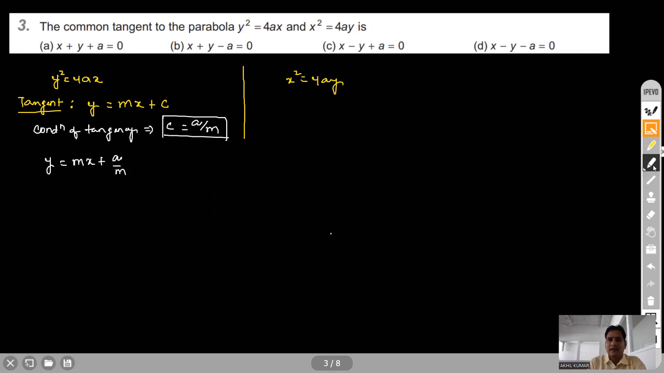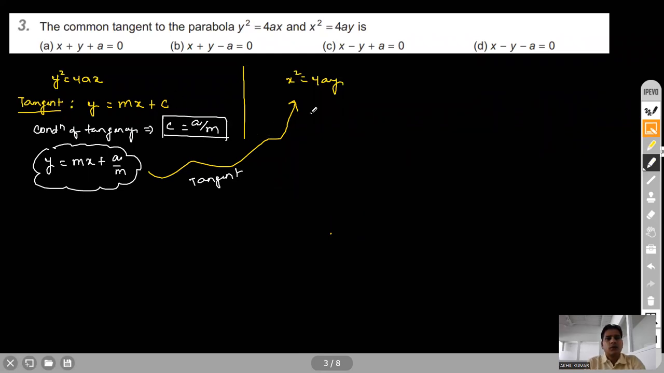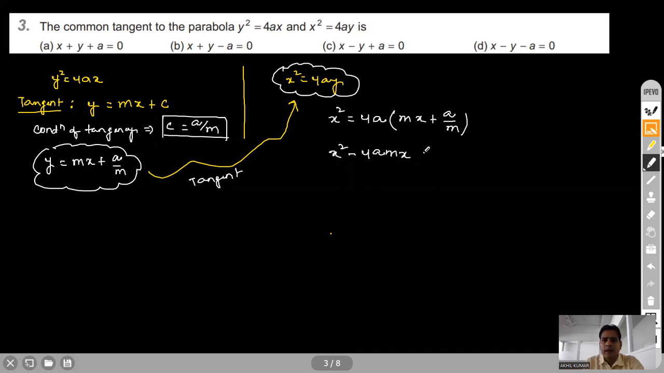Now, the same line is tangent to this other parabola also, since it is a common tangent. So I will solve the equation of this line and this parabola to get the intersection point. I will put the value of y, which is mx plus a by m, into the equation of the parabola. We will get a quadratic in x: x square minus 4amx minus 4a square by m is equal to zero.